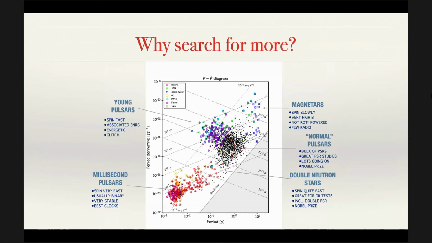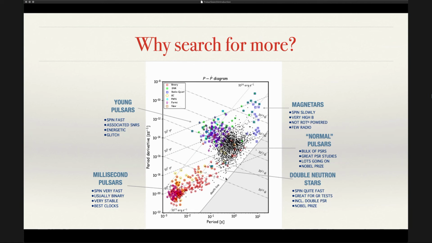So just to remind you, here's the famous period derivative diagram where we're able to place all of the known pulsars and arrange them into groups. You can see in the left-hand corner here, there are the young pulsars. These are the rapidly spinning objects. They are associated with supernova remnants, so they've just been born. You can still see the supernova remnant. Up in the top right-hand corner, you can see the so-called magnetars. These are objects which have really, really strong magnetic fields, and a few of them are now known to emit in the radio.